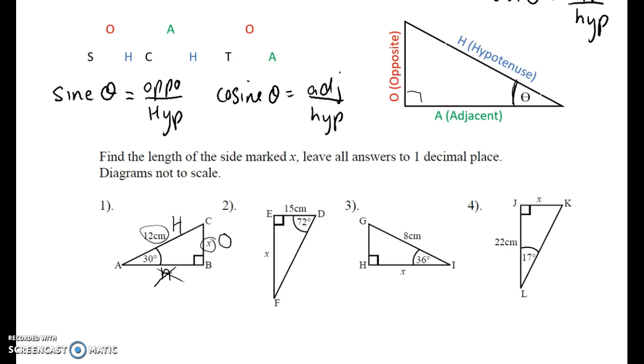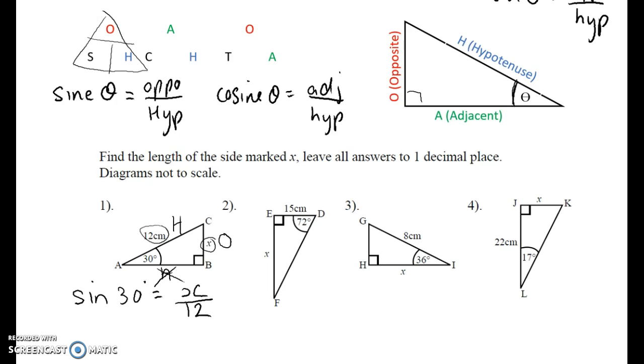Which of my three trig ratios have O and H in? Well, the only one that I can see is my sine. My sine is equal to the opposite divided by the hypotenuse. So sine of the angle, which is 30 degrees, is equal to the opposite side, which is x, divided by the hypotenuse, which is 12.